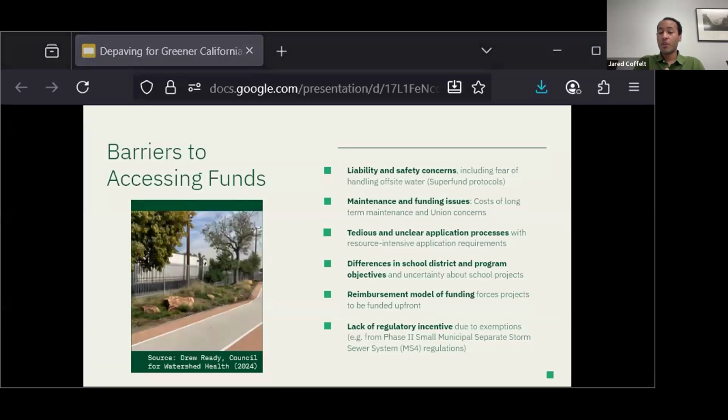And then finally, the last thing that we really wanted to focus on is a lack of regulatory incentive. There are what they call Phase 2 Small Municipal Separate Storm Sewer System, or MS4, regulations. It's quite the mouthful. Essentially, these are regulations for permit holders that regulate the type and quantities of offloads that they can have off of their land. What ends up happening is these aren't actually applied to schools, so schools don't have to comply with this. Because of that, they don't have any incentive to reduce the amount of pavement on their grounds in order to manage stormwater, which also limits the ability to green. So addressing these barriers is a good way to access those funds.